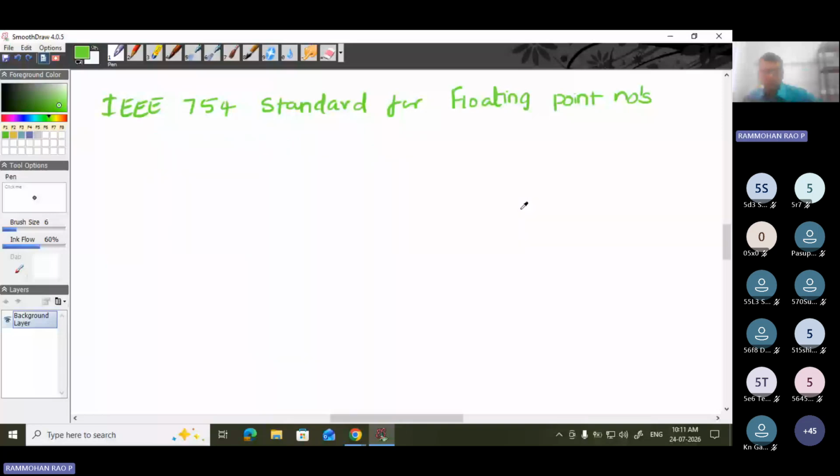So as per the IEEE 754 standard, floating point numbers are stored using the M into R power E format, where M is mantissa, R is radix, and E is exponent.